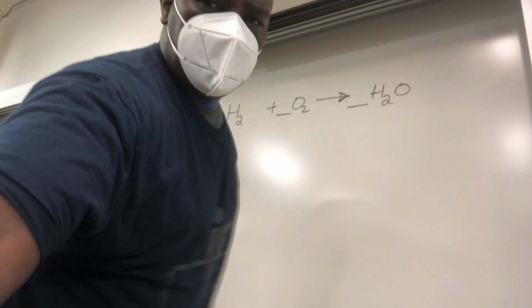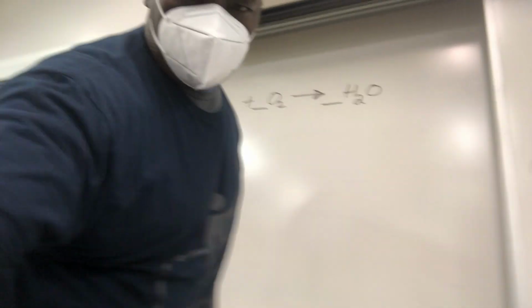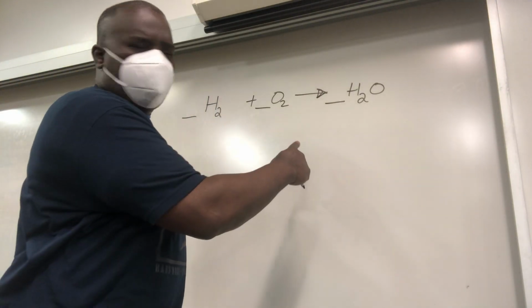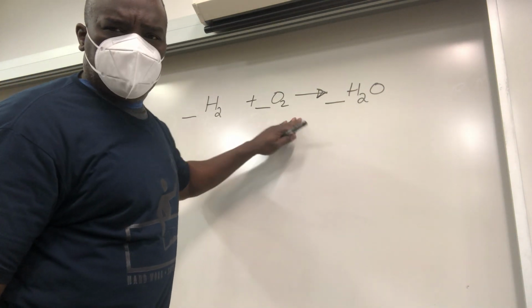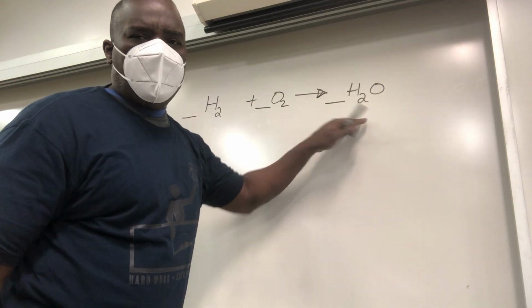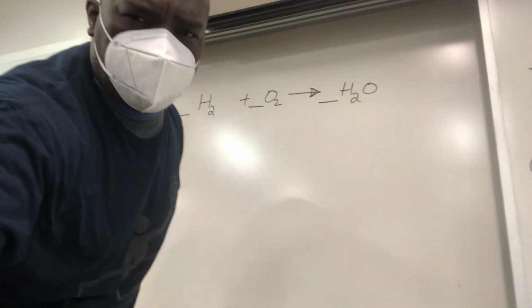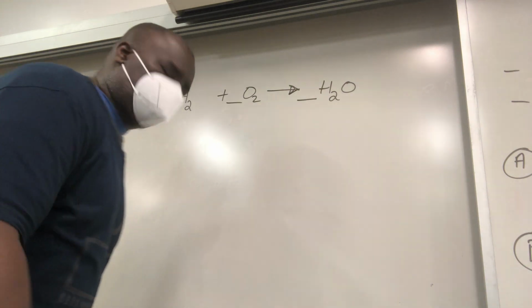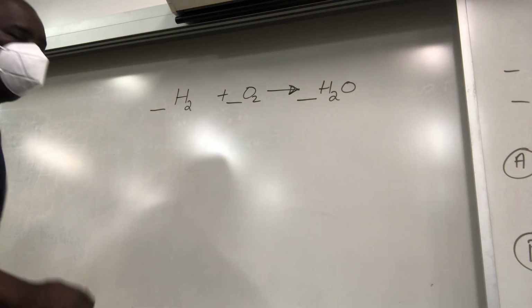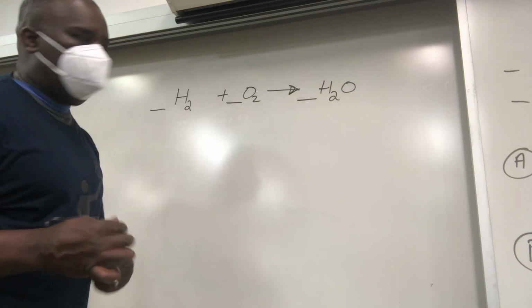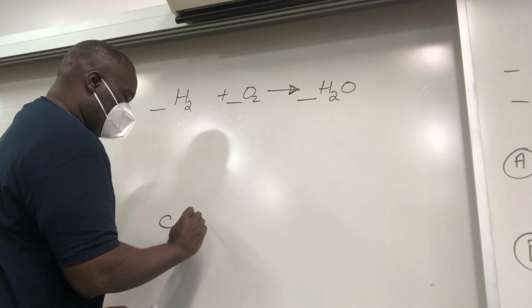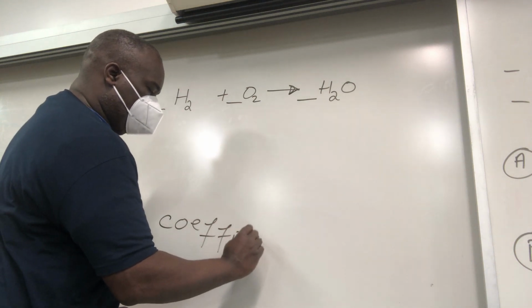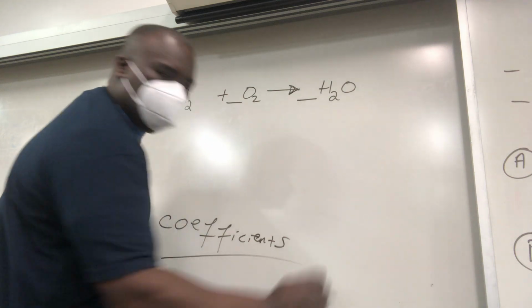Okay, so we're going to move over here. So you guys can see, we have an equation right here. We have hydrogen plus oxygen reacting to give you water, H2O. Now this equation is not balanced, so we're going to attempt to balance it. What do we want to do? We want to use the C word. We want to use something called coefficients, to make sure our equation is balanced.